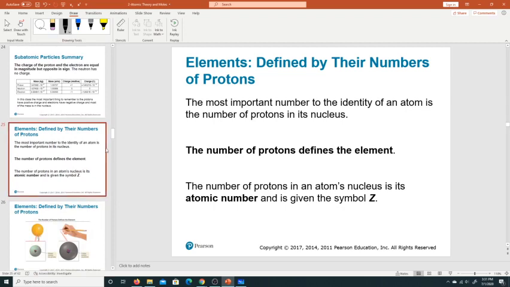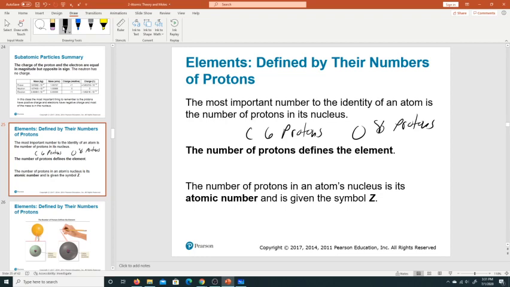Now, when it comes to atoms, we should be able to diagram them. The number of protons defines the element. So if you change the number of protons, you change what the element is. For example, carbon has 6 protons. Oxygen has 8 protons. So every element has a different number of protons, and that defines the element. The number of protons is oftentimes given the symbol Z to represent the positive charge of the nucleus.